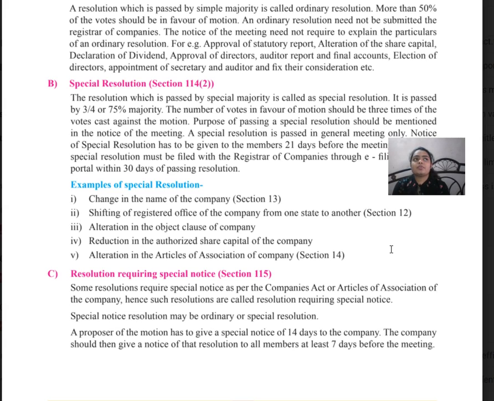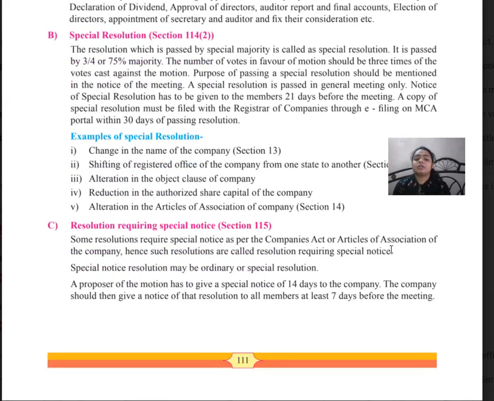So basically, firstly, if we are changing the name of the company, secondly, if shifting the registered office of the company from one state to another, then alteration in the object clause of the company, reduction in the authorized share capital of the company, and alteration in the articles of association of the company. So these are the special resolutions.